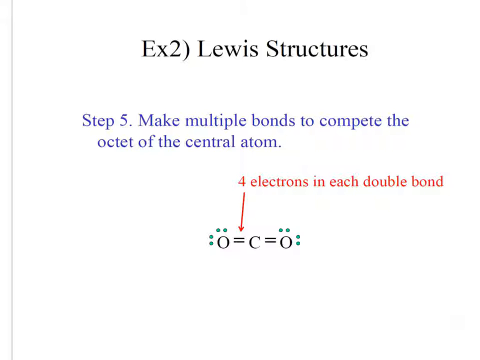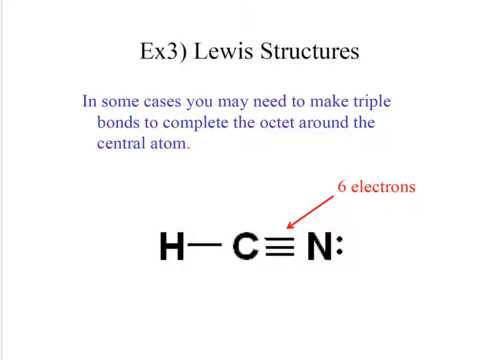Okay, so we're going to put double bonds on our oxygen. Double lines indicate a double bond, triple lines a triple bond, single lines a single bond. Alright. In some cases you may need to make a triple bond, and that's okay.